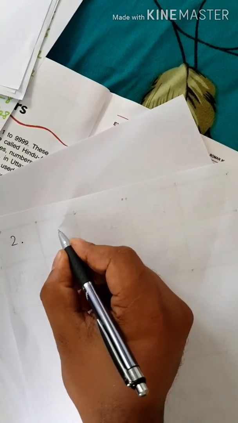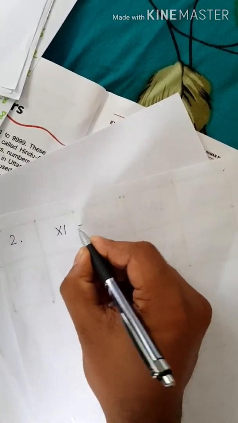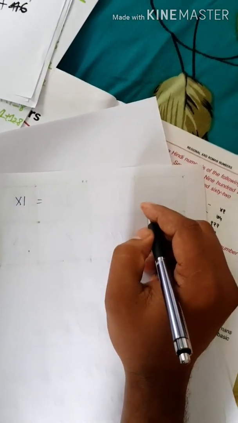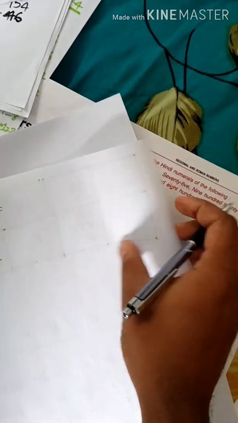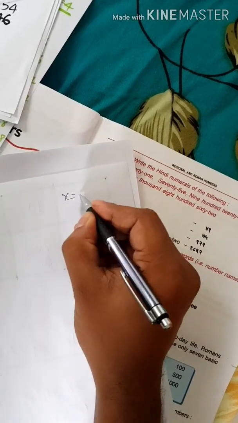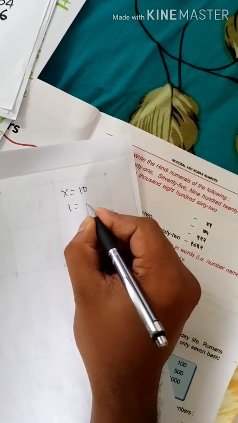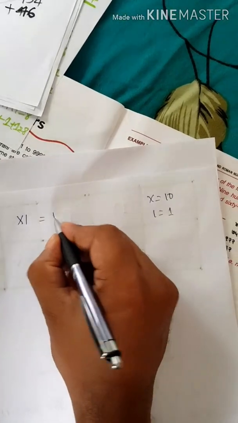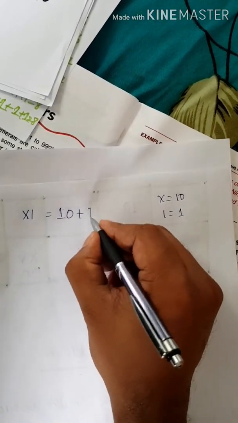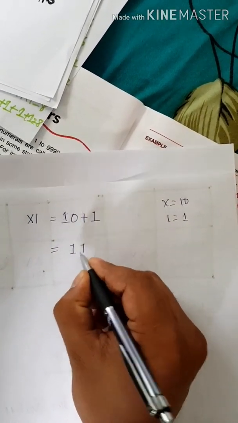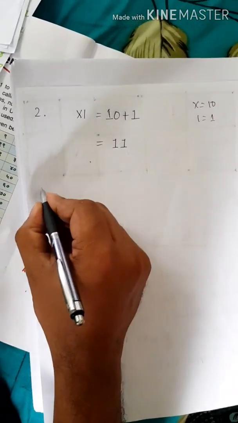Example 2. We can take XI. We know that X has a value of 10. X is equal to 10 and I is equal to 1. So we know that X has a value of 10 and I has a value of 1. So 10 plus 1 means 11. Understood?